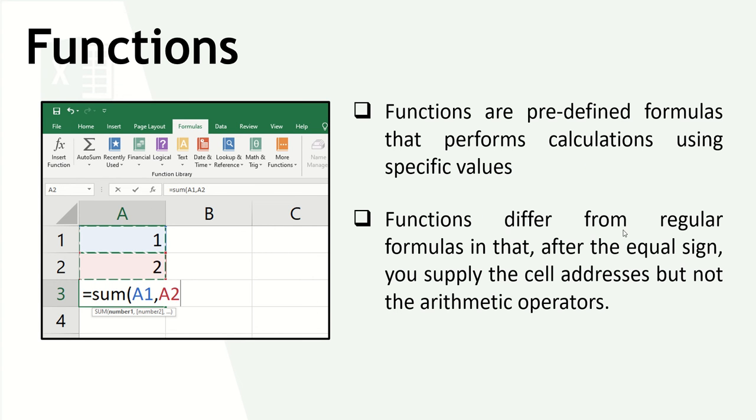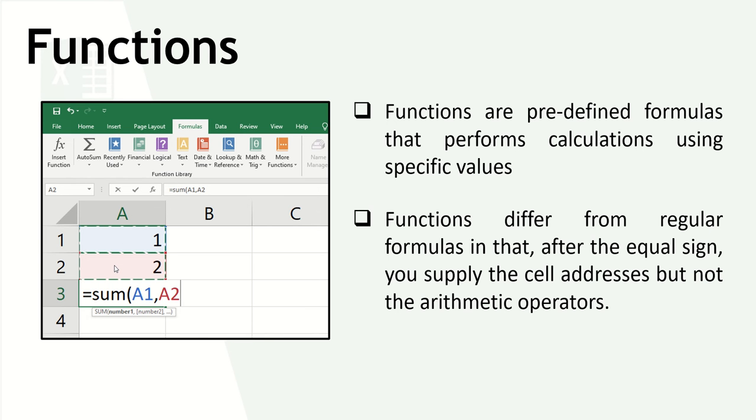Functions differ from regular formulas in that after the equal sign, you supply the cell addresses but not the arithmetic operator. So you supply the function name and the cell addresses but not the arithmetic operator. For example, we have here the sum function. The sum function is for getting the sum of the values found in your cell references.